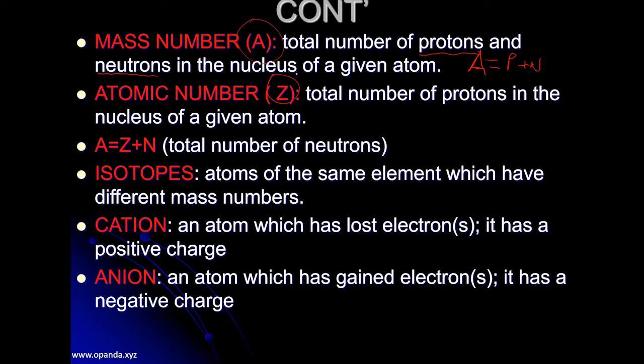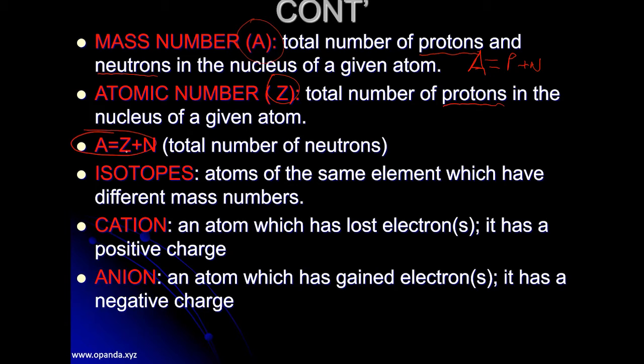Atomic number is the total number of protons in the nucleus of a given atom. In a neutral atom, it can also be given by the total number of electrons, because in a neutral atom, the number of protons is equal to the number of electrons. But we consider the number of protons because it doesn't change. For a given atom or element, the number of protons will always remain the same, but the number of electrons can change when an atom loses or gains electrons. So here we have the formula for how to get the mass number.